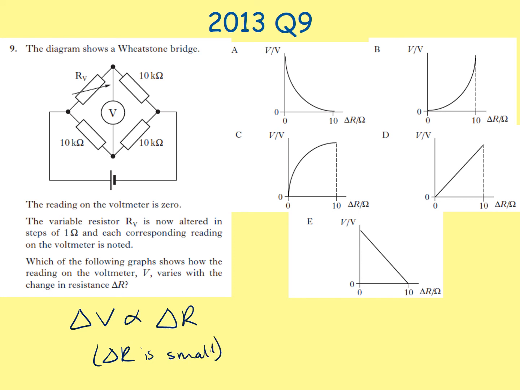Our change in resistance is 1 ohm compared to resistors of value 10 kilo ohms, so we've definitely got a small change in resistance, so the statement holds. Out of all the graphs, the one showing a directly proportional relationship is graph D. You should also be recognizing graph D from earlier in this PowerPoint.